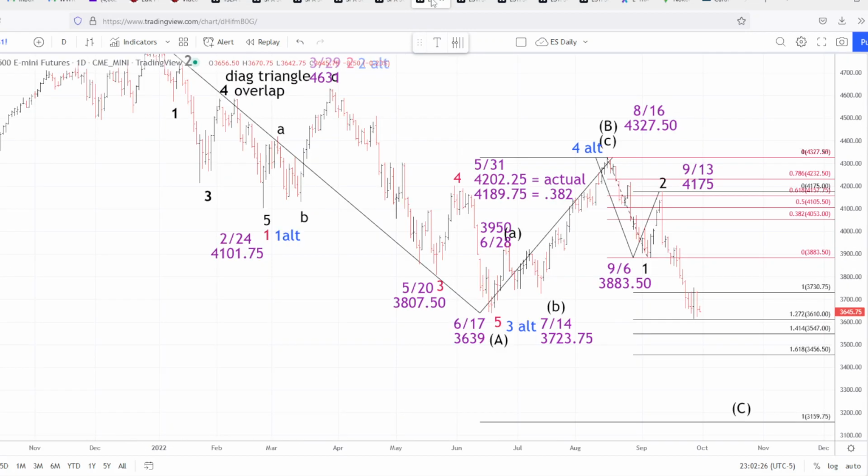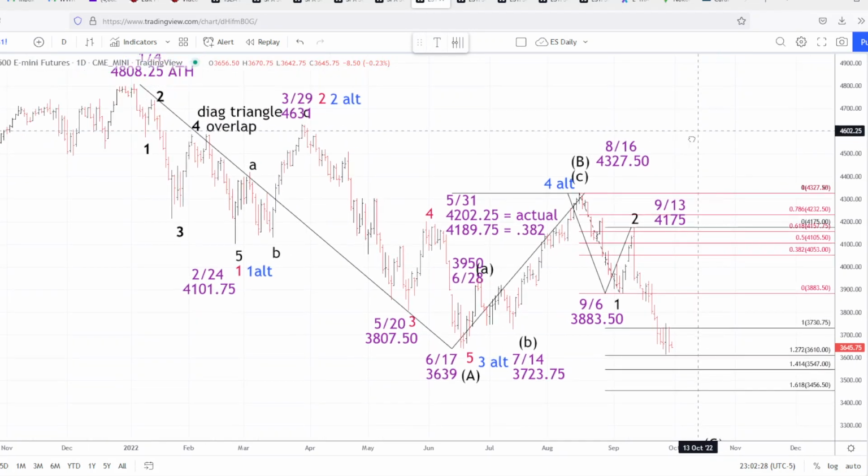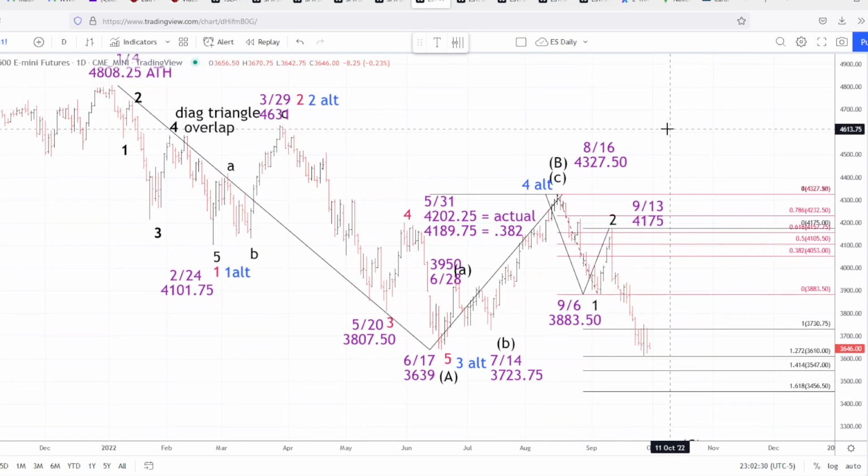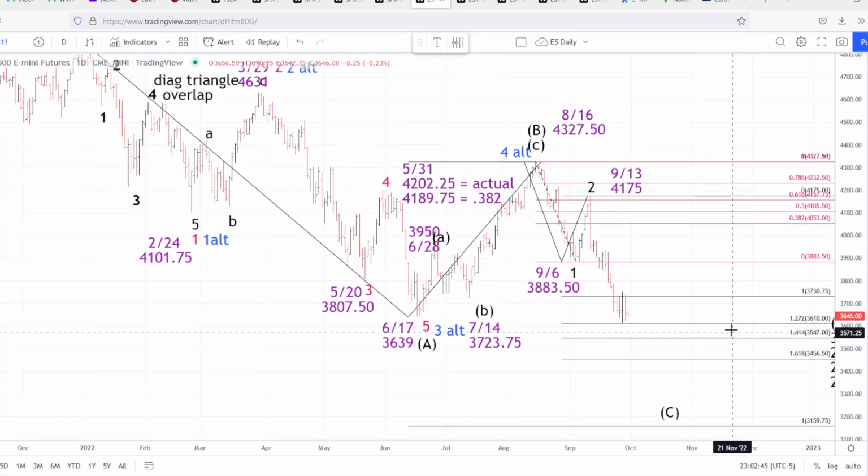Let's leave you guys with this right here. That's the bigger picture. All right, A down is complete. It's 5 waves. B up is complete. It's 3 waves. That's an A and a B and a C. And now we're going to get another 5 down. 1, 2, and 3 is in progress. We'll see where that goes.